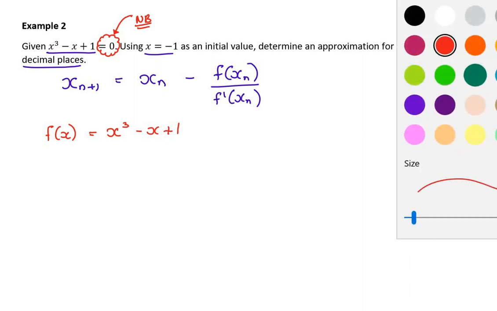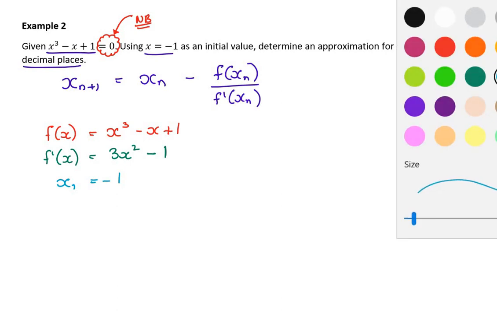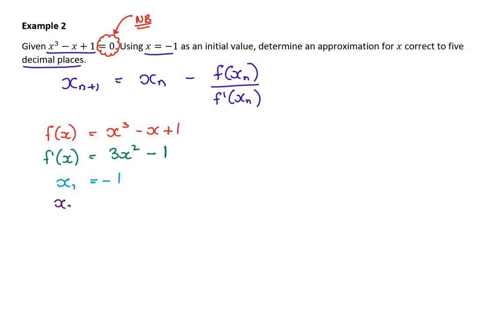Now, the other thing I need is f dashed. So this is a cubic. This should be really easy for us. So f dashed is 3x squared minus 1. And there we go. So basically, the idea is that if x number 1 is equal to negative 1, that means that x number 2, and I'm going to follow the formula, x number 2 is going to be equal to negative 1 minus f of negative 1 all over f dashed negative 1.